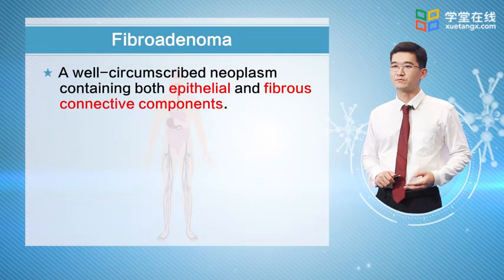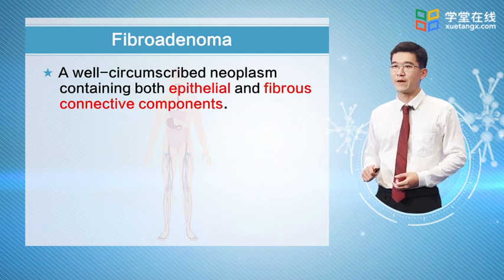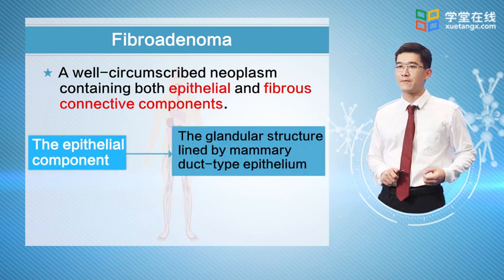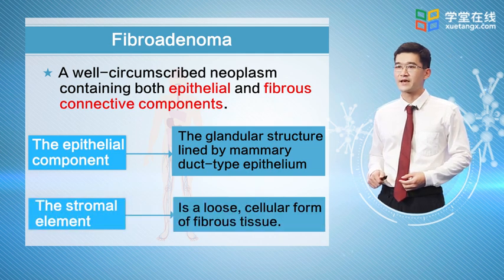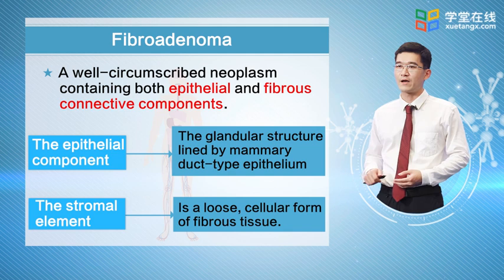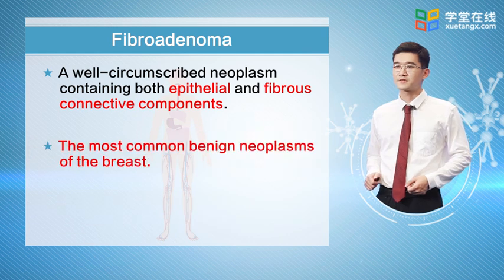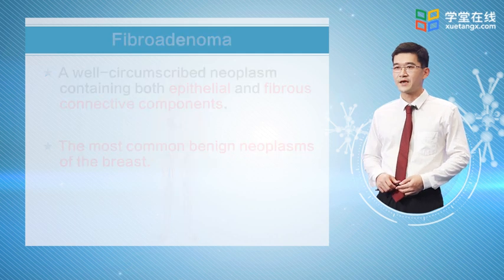Fibroadenoma is a well-circumscribed mass containing both epithelial and stromal components. The epithelial component forms the glandular structure lined by mammary ductal epithelium, while the stromal element is a loose cellular form of fibrous tissue. In some cases, the stroma may be myxoid. Fibroadenomas are the most common benign neoplasms of the breast.